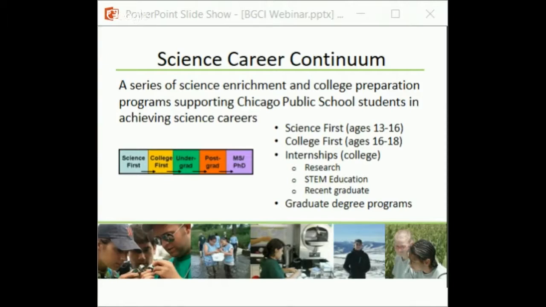Our Science First program, which is our middle school program, which is US grades 8 through 10. It's a 4-week summer program. College First, which is our high school program, which is US grades 11 and 12. Our undergraduate internships in research and education. So once students have graduated from College First and they are in undergraduate, they can apply for those. And then we have a collaborative master's and PhD program in plant biology and conservation in collaboration with Northwestern University.